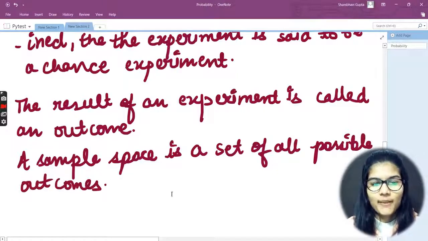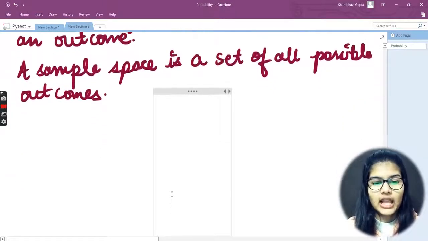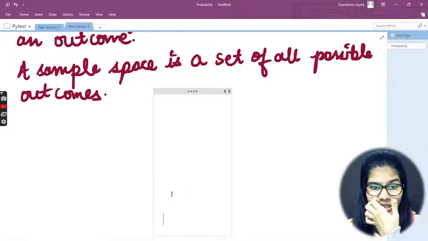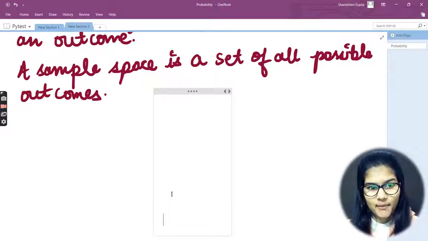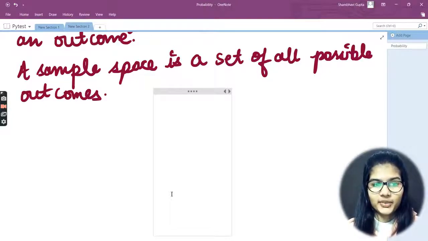Okay, so a sample space is a set of all possible outcomes of the respective experiment. That is what we term a sample space. In total, there are three ways of representing a sample space.